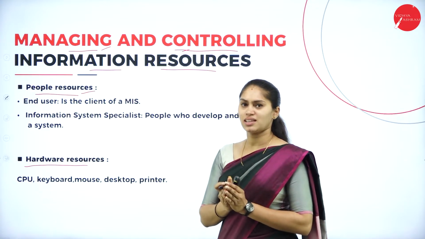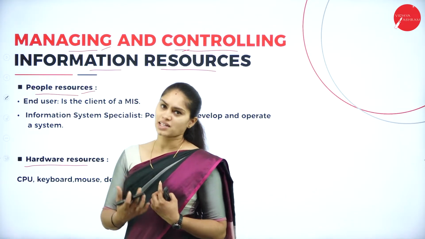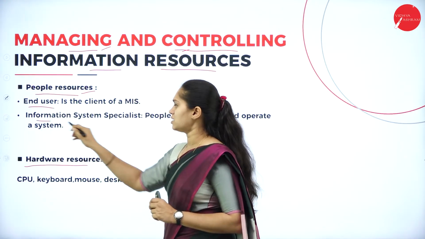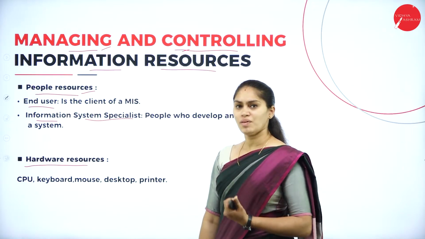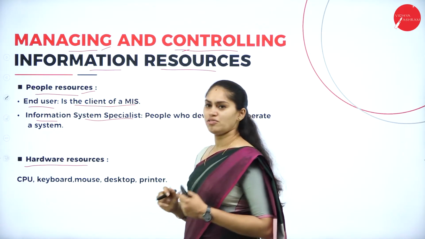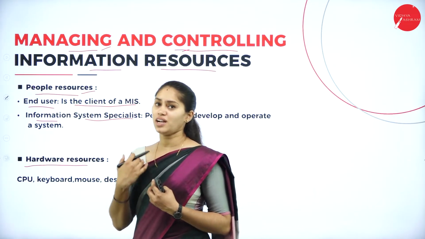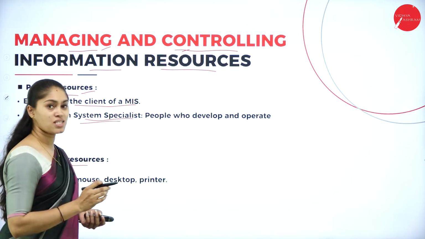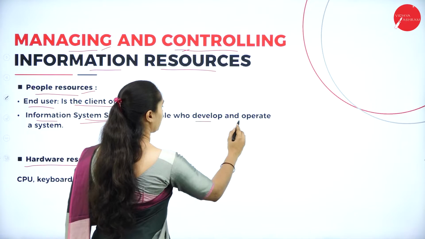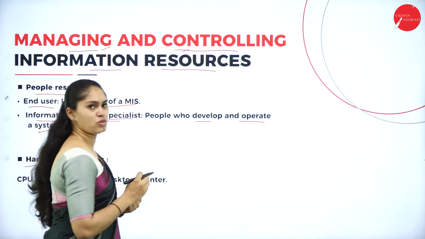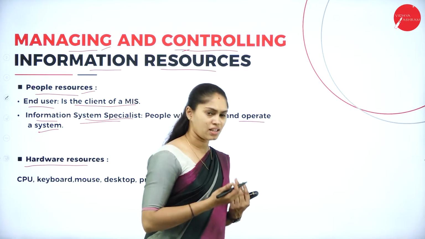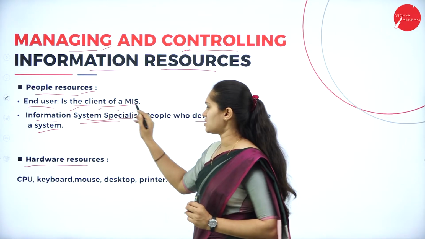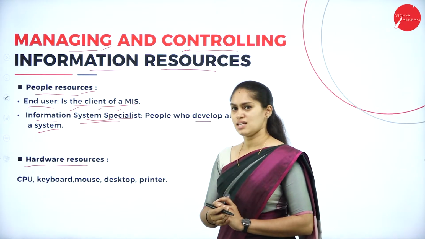Okay, we'll see about the people resources. People resources is nothing but the persons who are involved in the activities of the information system. It can be of two types. One is the end user and the other is the information system specialist. The end user is the client of an MIS, that means he gets the benefit out of the MIS at last. Then we have the information system specialist, the person who develops and operates a system. One who develops the system and one who operates that system will be termed an information system specialist, in short, IS specialist.